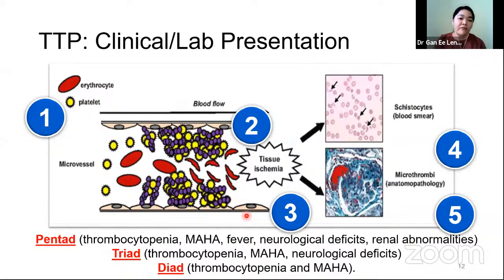After many, many years of TTP development and also the understanding of TTP, we realized that the pentad of TTP only happens in less than 10% of the patients. Okay. A lot of the time, we might only see a patient with thrombocytopenia, MAHA, and neurological deficits. Sometimes we can have TTP with thrombocytopenia and MAHA itself. What I mean is we do not need the pentad of all 5 symptoms to diagnose thrombotic thrombocytopenic purpura.